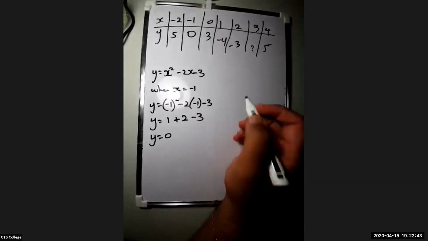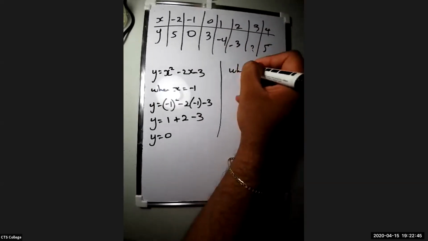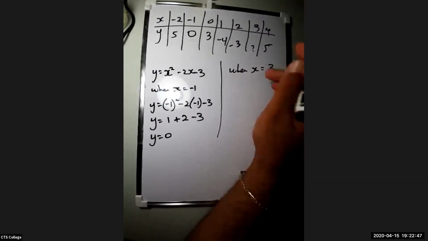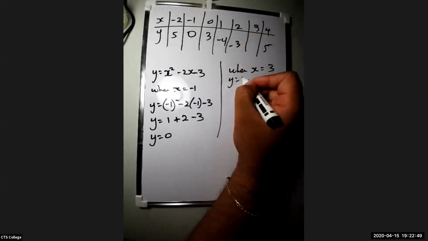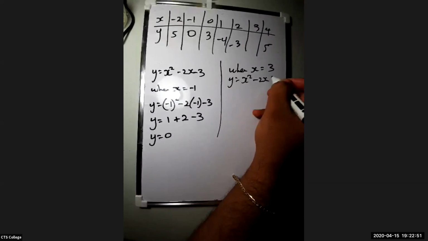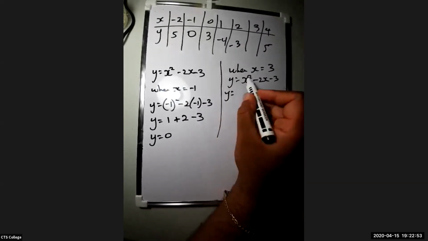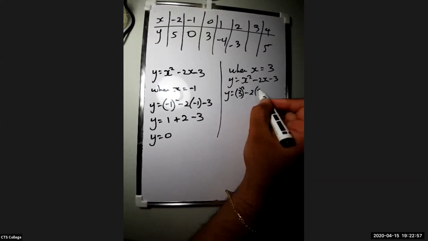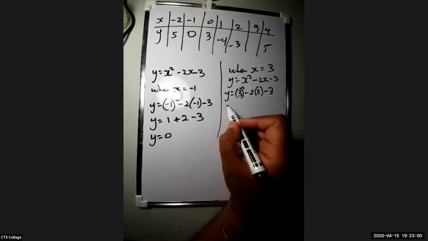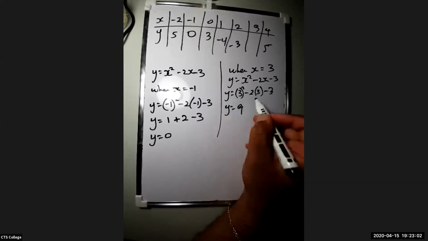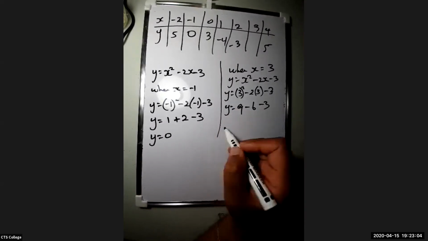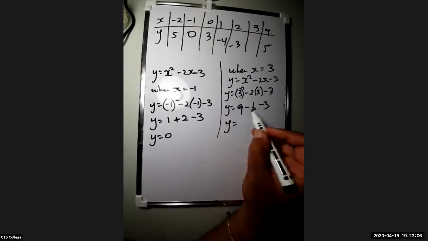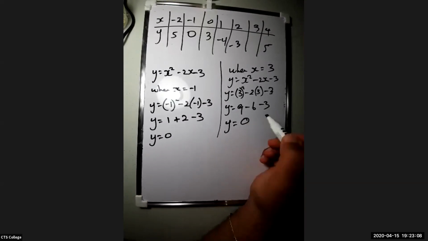Okay. Next one. When x is equal to 3, y is equal to x squared minus 2x minus 3. Y is equal to 3 squared minus 2 into 3 minus 3. So this will give us 9. 2 3s are 6 minus 3. Y is equal to 0 again.